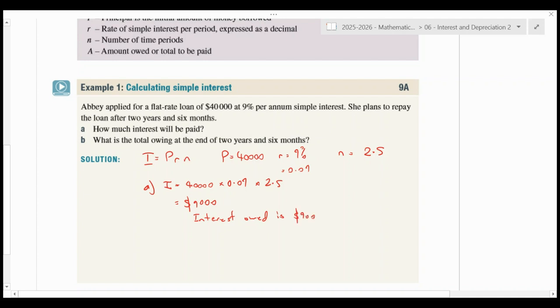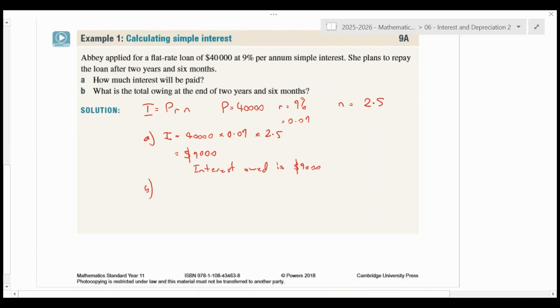Question B, what is the total owing at the end of 2 years and 6 months? So the $9,000 is just the interest. What we want is the total amount, which is going to be the principal plus the interest. So in this particular case, it's going to be 40,000 plus the 9,000, which equals $49,000. So the amount owed is $49,000.